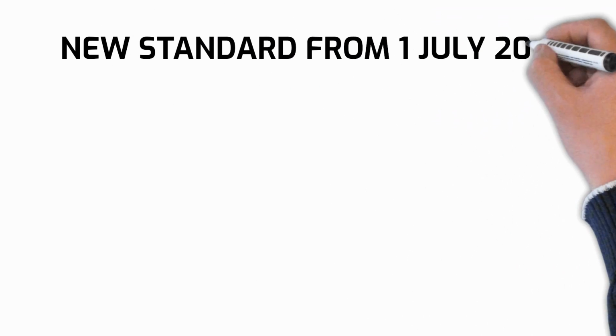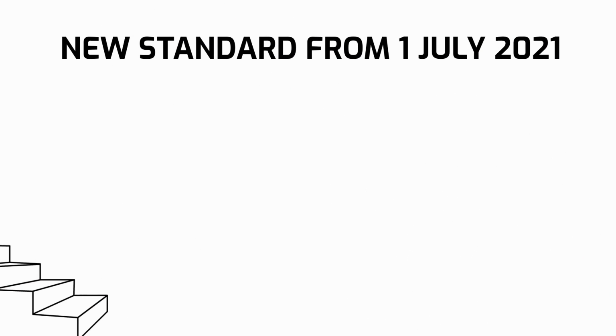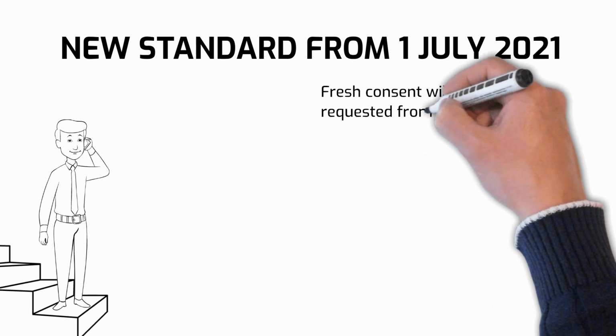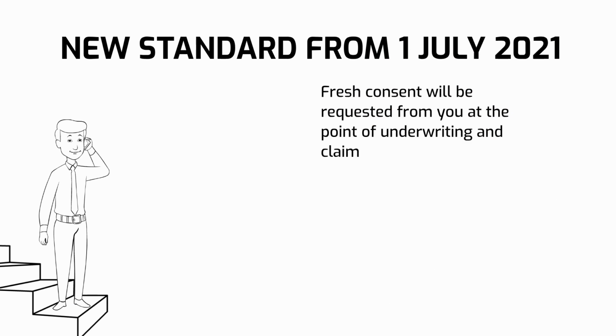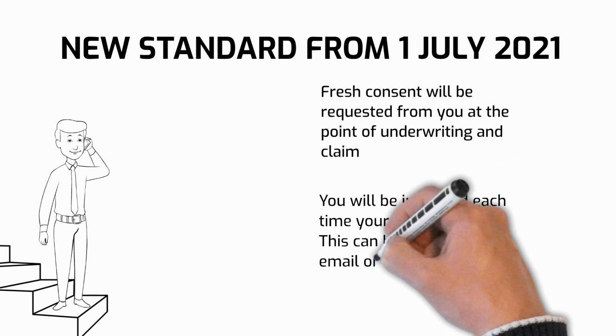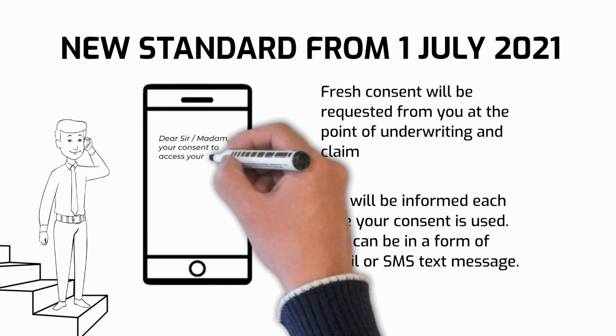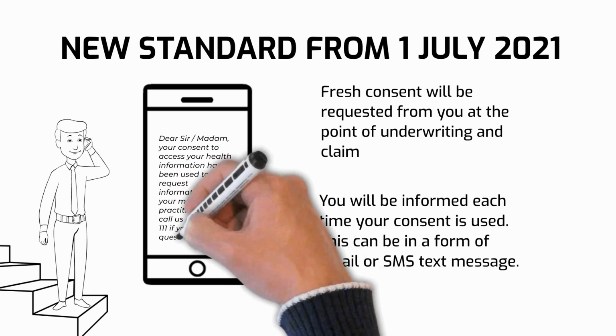In addition, a fresh consent will also be requested from you at the point of underwriting and separately at the point of a claim. You'll be informed each time your consent is used. This can be in a form of email, SMS, text message, or a formal letter.